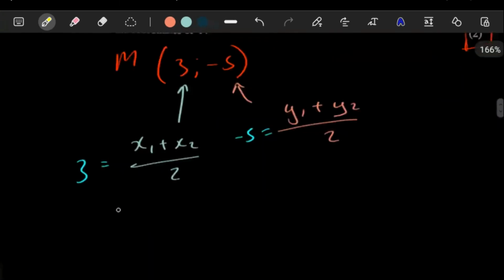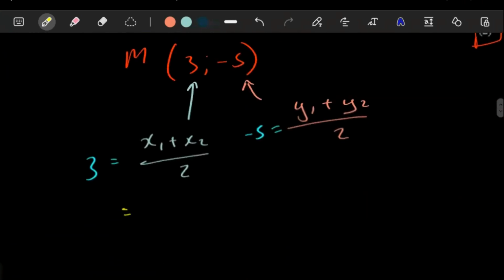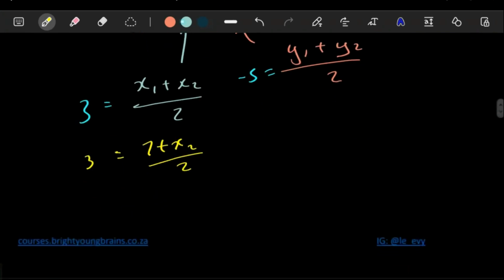So in the formula here, we can put x1, right, which is just a 7. 7 plus x2 over 2. We can multiply both sides by 2. 6 is equal to 7 plus x2 here. 6 minus 7 is going to be a negative 1. That's the x2. We do the same here.